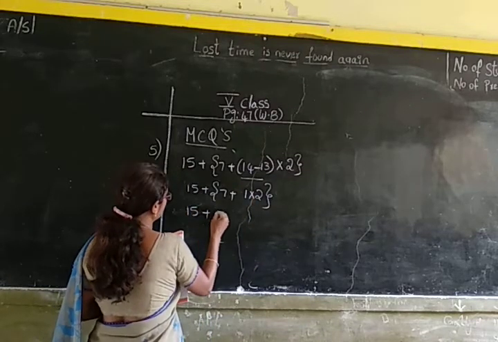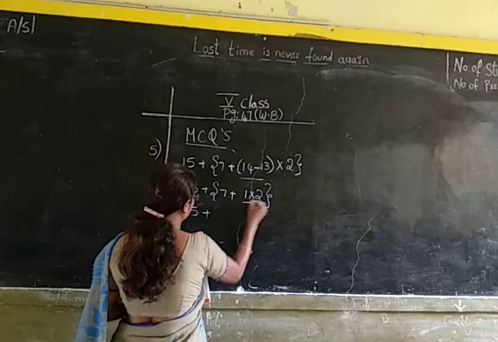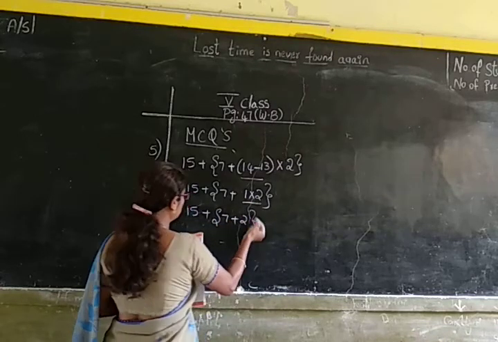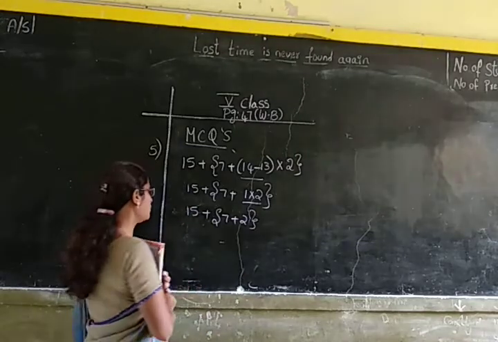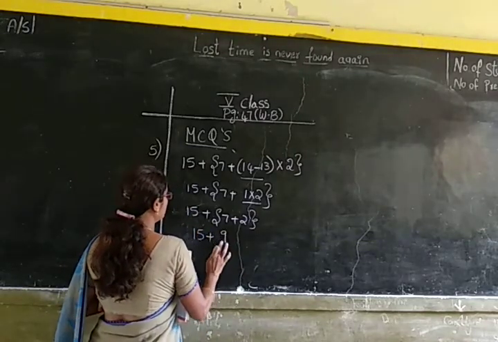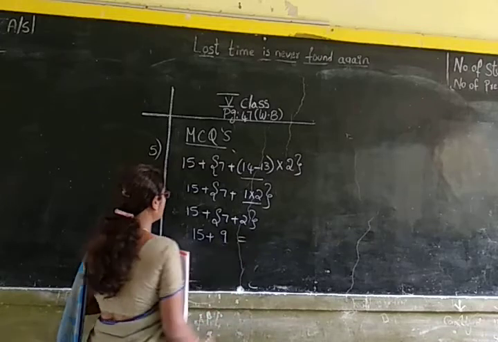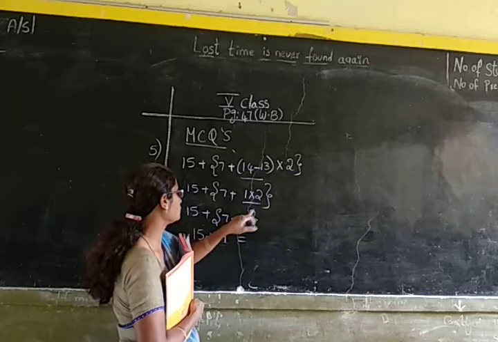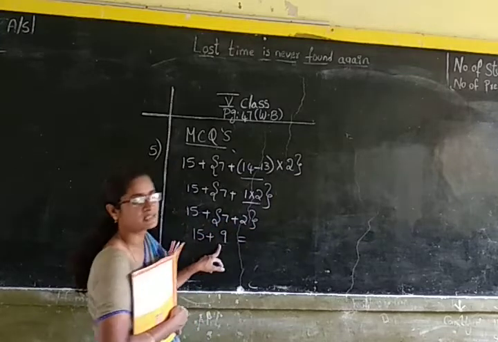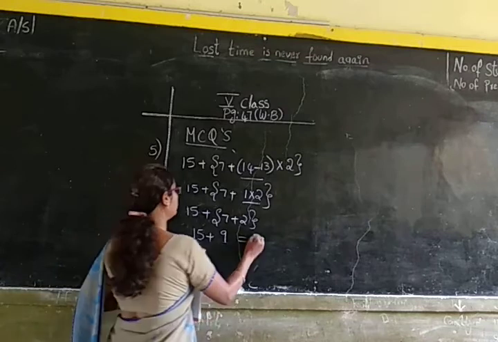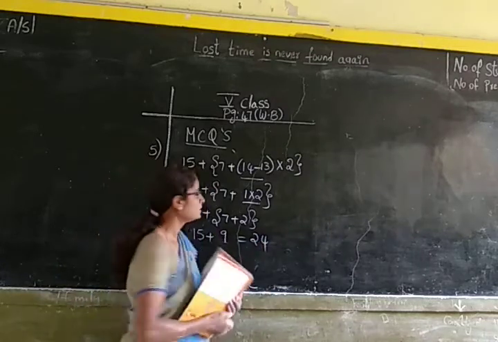15 plus 7 plus 1 twos are 2. 7 plus 2 is how much? 7 plus 2 is 9. 15 plus 9, how much? Did you understand children? 14 minus 13 is 1. 1 twos are 2. 7 plus 2 is 9. Now we have to find out 15 plus 9, which is 24.